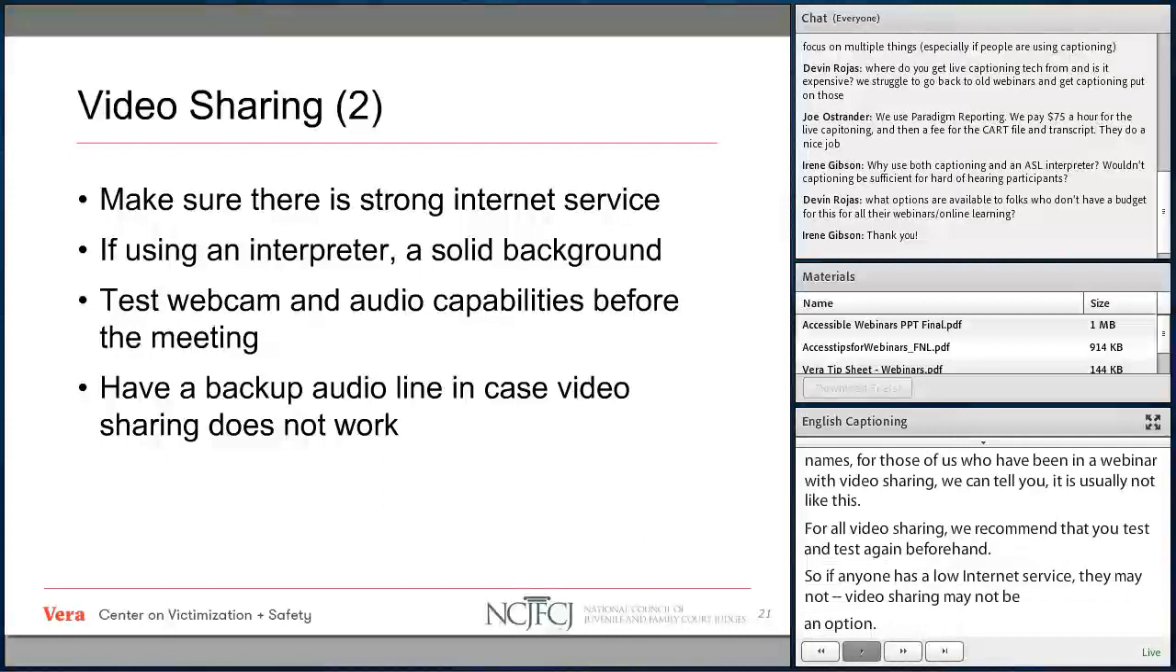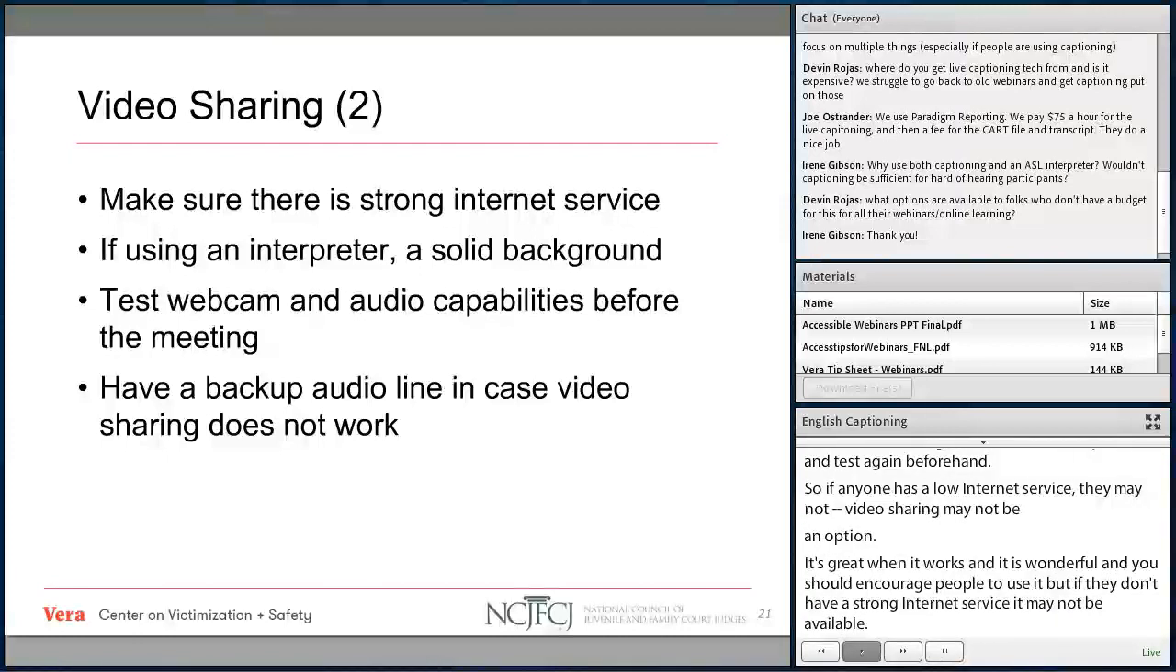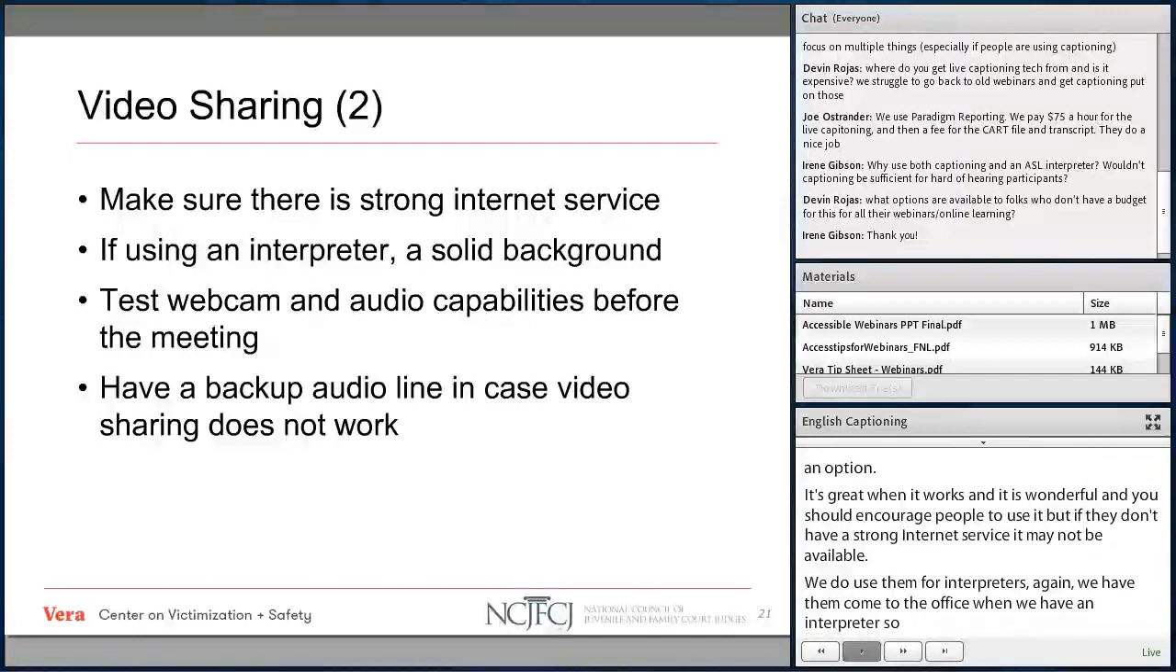We do use them for interpreters. Again, we have them come into the office when we have interpreters so that when the ASL interpreter is on screen, we have more control over the internet, over the background. We can put a solid background behind them, and we can test everything beforehand.